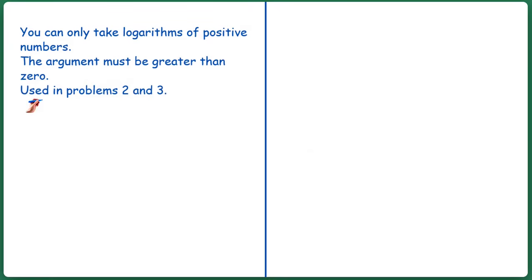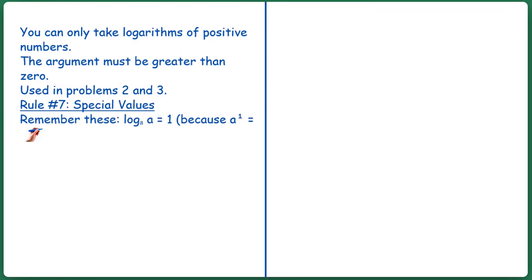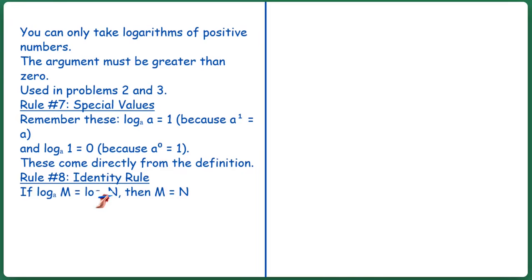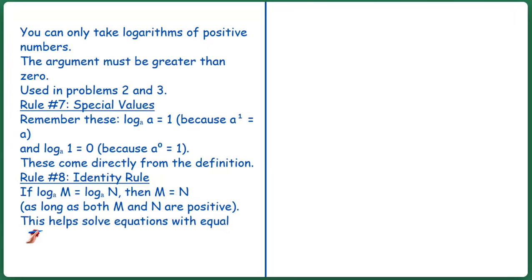Rule number 7. Special values. Remember these. Log a of a equals 1 because a to the first power equals a, and log a of 1 equals 0 because a to the 0 power equals 1. These come directly from the definition. Rule number 8. Identity rule. If log a of m equals log a of n, then m equals n, as long as both m and n are positive. This helps solve equations with equal logarithms.